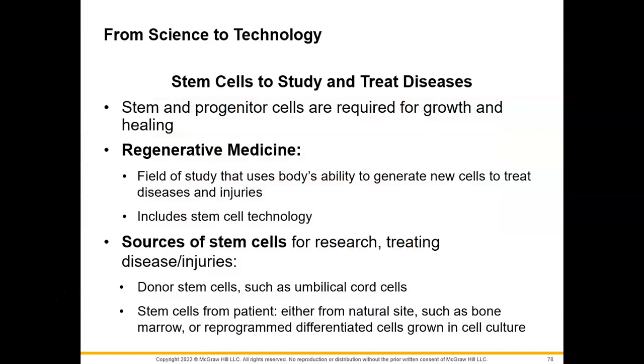Stem and progenitor cells are required for growth and healing. We study them so that we can learn more about the body and aid us in treating disease. There's regenerative medicine that uses the body's ability to regenerate by forming new cells to treat diseases and injury. We can find stem cells for research by using donor stem cells from umbilical cords and stem cells from a patient, either from natural sites like in the bone marrow or reprogrammed differentiated cells grown in cell culture.